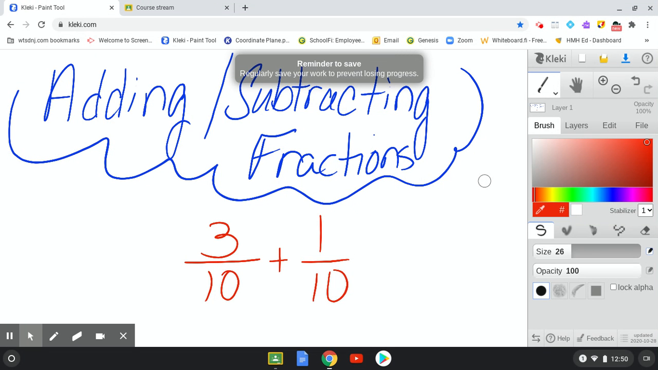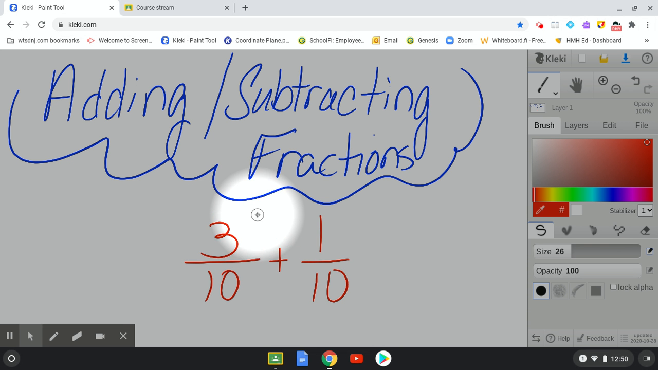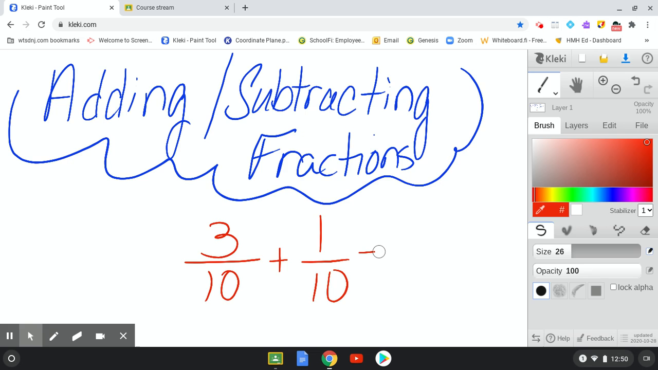Quick review on adding and subtracting fractions. So you should know from elementary school, if you have a common denominator, so in this case both of my denominators are 10, I'm just going to add or subtract my numerators depending on what type of problem it is. So here this one is pretty easy. 3/10 plus 1/10 is going to give me 4/10.